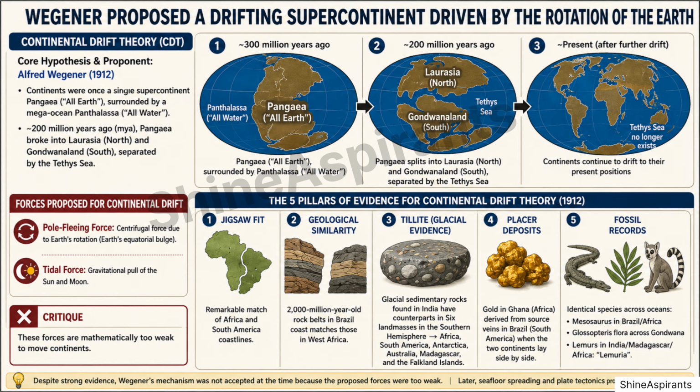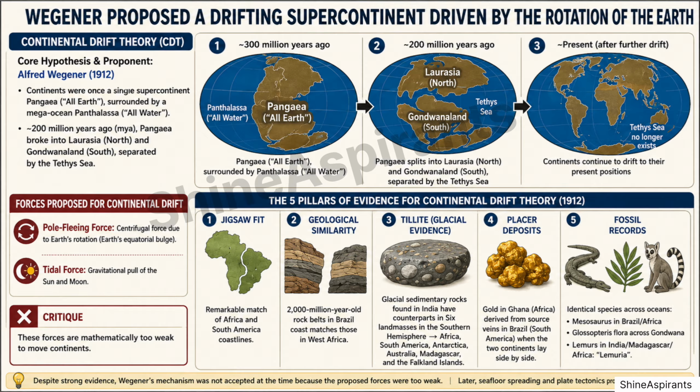Evidence for continental drift theory. 1. Jigsaw fit. The coastlines of Africa and South America fit together remarkably well like puzzle pieces. This was the first clue. 2. Geological similarity. Rock belts that are 2000 million years old on the coast of Brazil match those found in West Africa in age and chemical composition. Rocks don't lie. 3. Tillite, glacial evidence. Glacial sedimentary rocks called tillite found in India have direct counterparts in 6 other landmasses of the southern hemisphere: Africa, South America, Antarctica, Australia, Madagascar, and the Falkland Islands. This proves these landmasses were once connected and in a polar region.